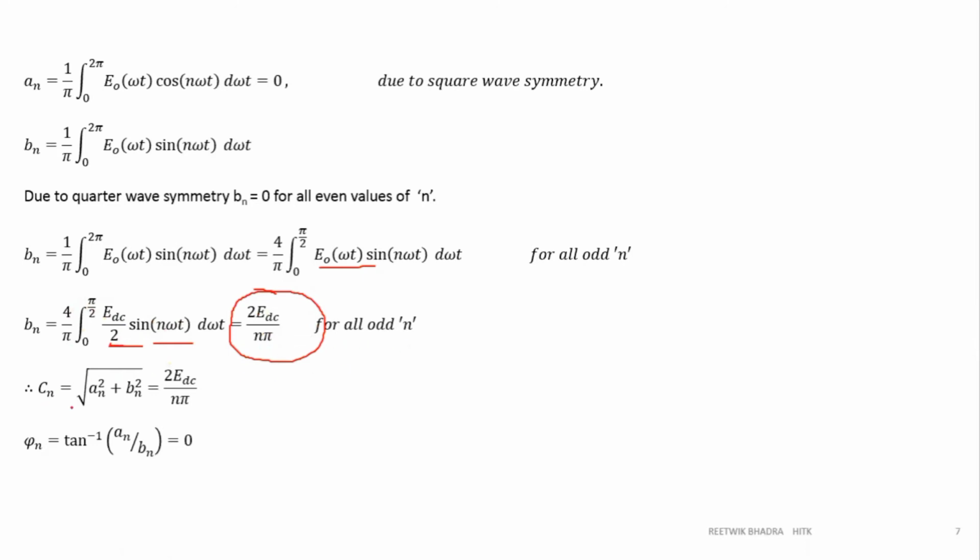What is Cn? Root over an square plus bn square. An is 0, bn is given, so Cn will be equal to bn, that is 2 EDC by n pi. Phi n is tan inverse an by bn. What is an? 0. So 0 by bn gives you 0. So this is my Cn, and this is my φn calculated.